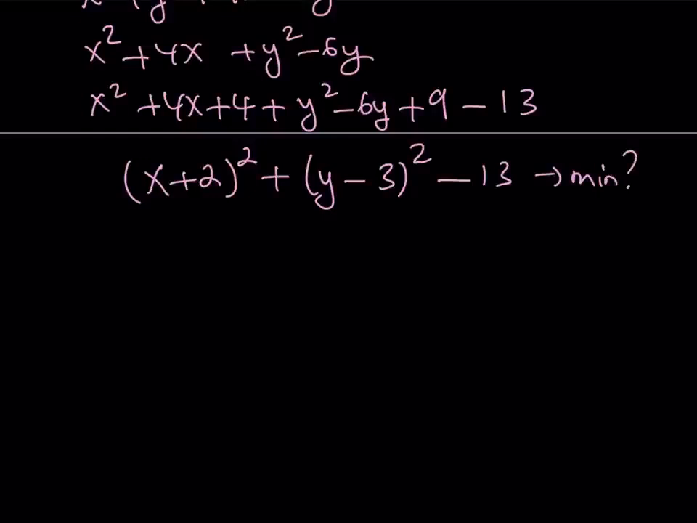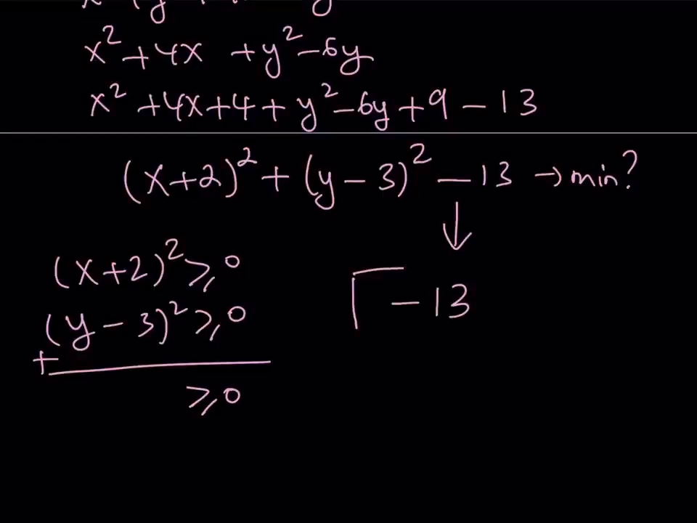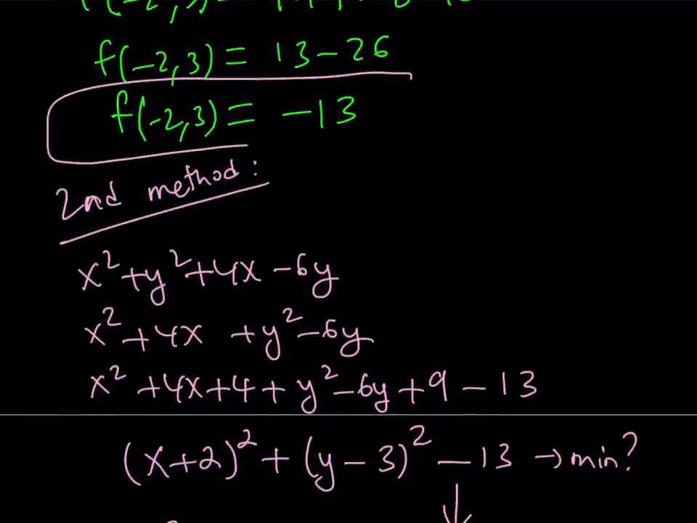And as you know, if x and y are real numbers, x plus 2 quantity squared is always greater than or equal to 0. Y minus 3 quantity squared is always greater than or equal to 0. And their sum is also greater than or equal to 0. So you have something that has 0 as a minimum value. So the minimum value is basically going to be determined by the constant here. So the minimum value of our function is going to be negative 13 as before. So the minimum value for our expression is going to be negative 13.